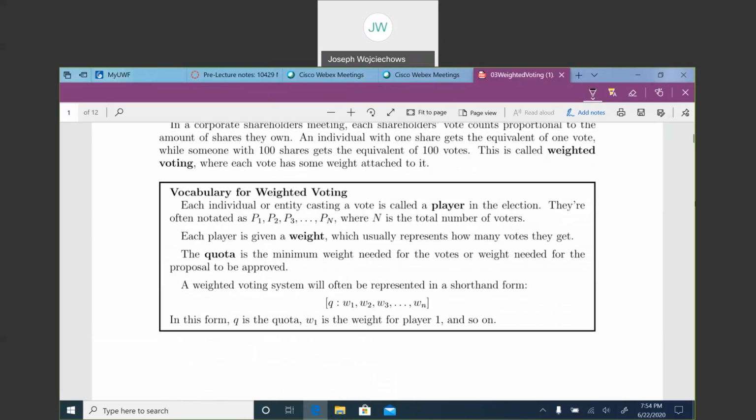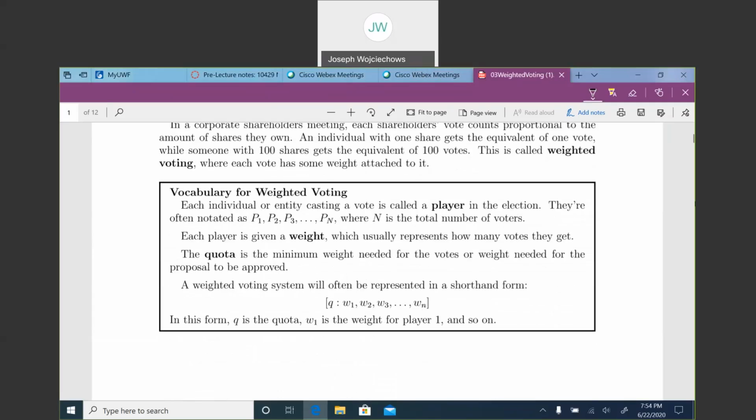Each vote has some weight attached to it. Each individual or entity casting a vote is called a player in the election. They're often notated as P1, P2, P3, and so on. Each player is given a weight, which usually represents how many votes they get.